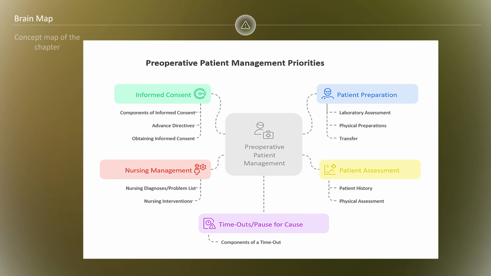Here is the concept map that I'm talking about, and this is the way the chapter is divided into 5 categories. Number 1 is informed consent, then patient preparation, patient assessment, time out or pause for cause, and at the end of the chapter it's about nursing management. So each slide will be one of these structures.